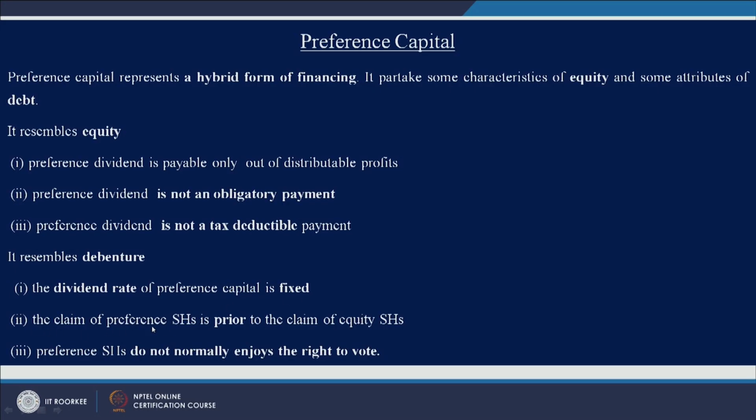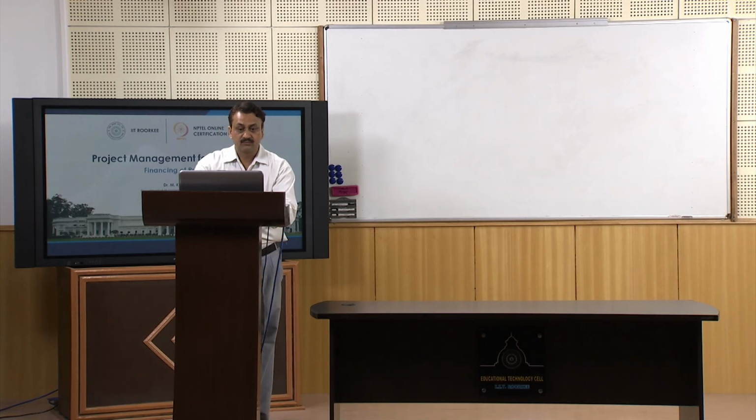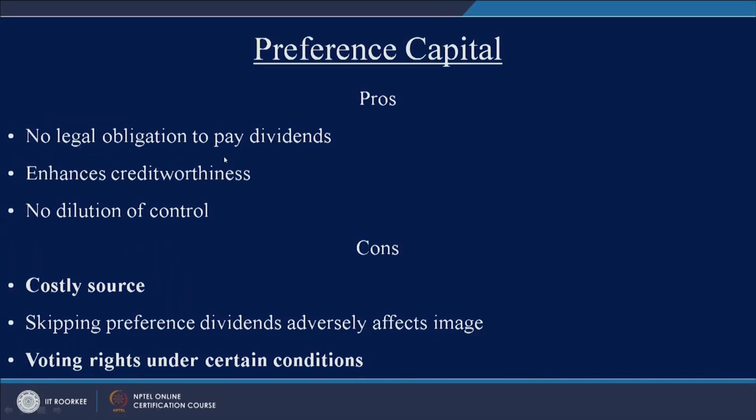the claim of preference shareholders is prior to the claim of equity shareholders, right. This is what we have seen in case of debenture. And preference shareholders do not normally enjoy the right to vote, right. So, that is why this is a combination of these two. So, there are certain pros and cons. The pros are no legal obligation to pay dividends, enhanced credit worthiness, no dilution of control, but again the problem is it is a very costly source, right.